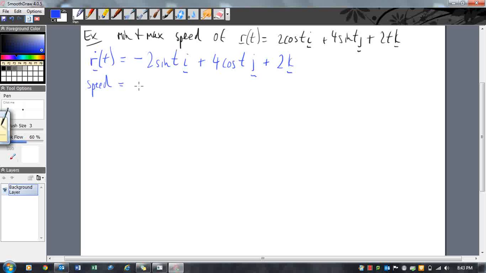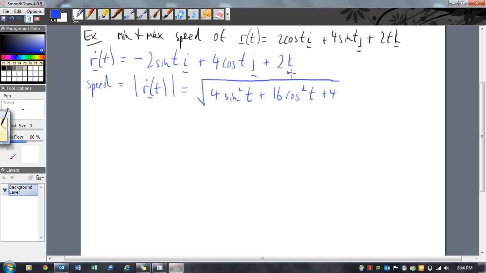Speed is equal to magnitude of r dot t, which is square root of, and we need to square all of our components. So square negative 2, I'm just going to do it quickly because otherwise I run out of space. Negative 2 squared is 4, so 4 sine squared t plus square this plus 16 cos squared t plus that squared, so plus 4. Great.